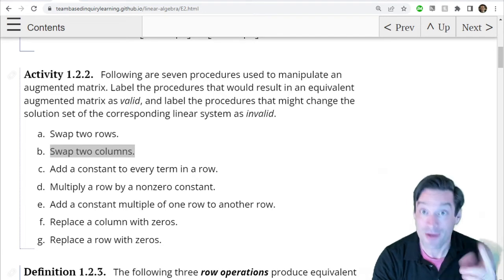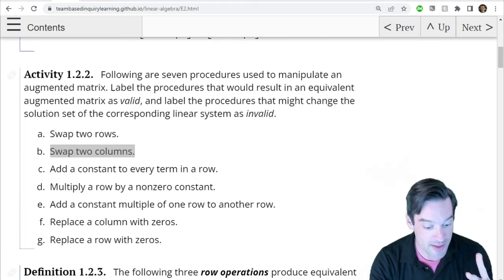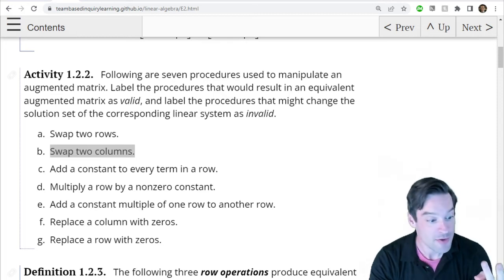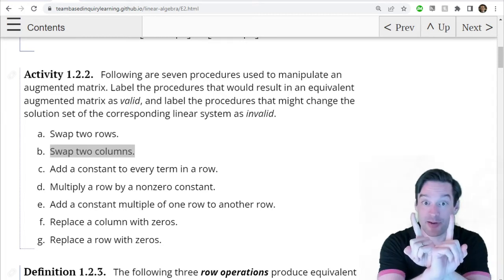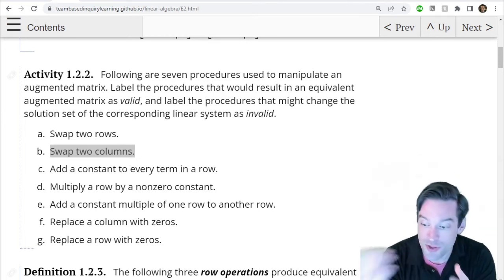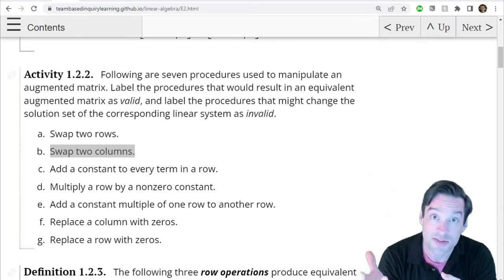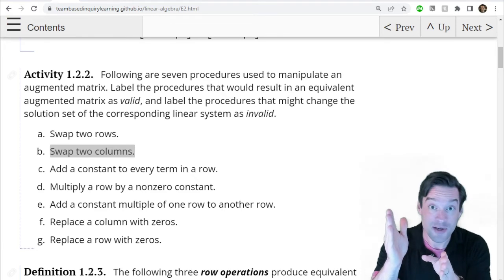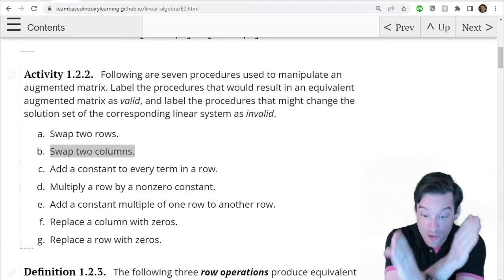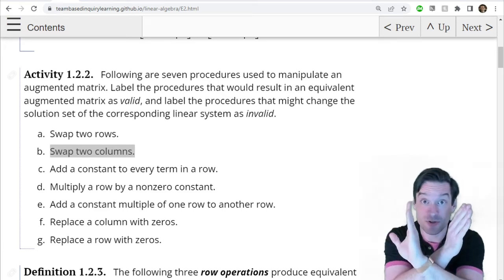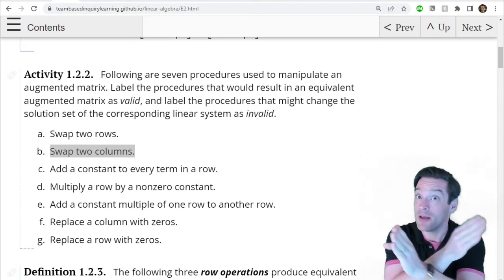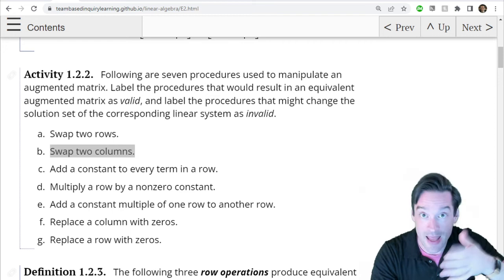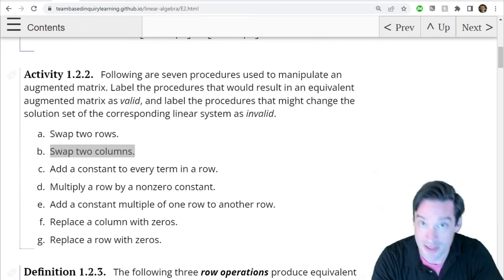If we try to swap columns, we are changing the assignment of which variable goes to which column, right? So if I swap the first and second columns, and my original system maybe had a solution of 4, 12, then after I swap the columns, that new system is going to have a solution that looks like 12, 4. So if I change the meanings of those variables, then I am probably changing my solution set.